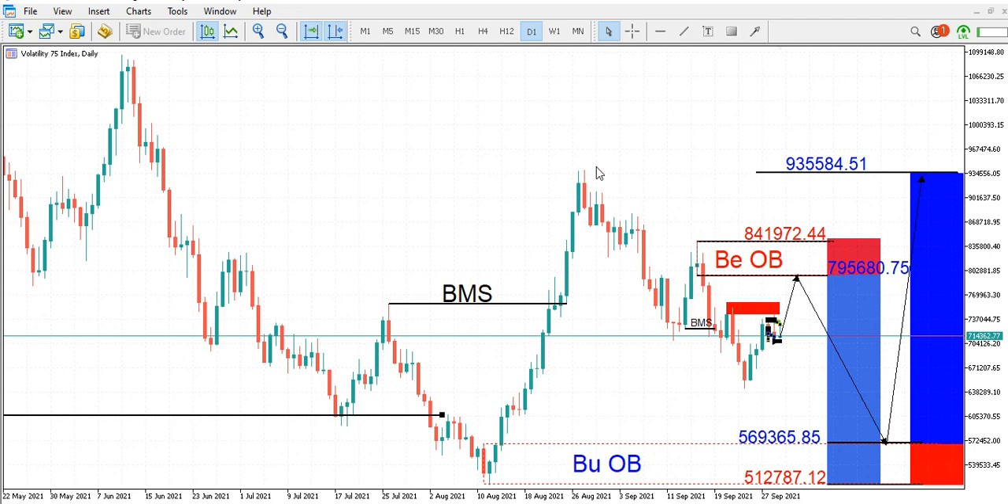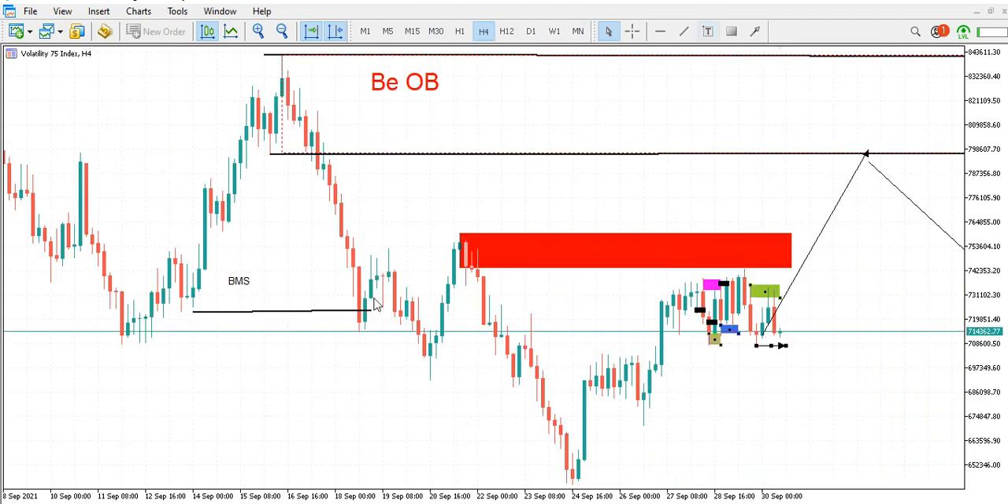Okay, so this is on the daily time frame. Now let's go down to H4. All right, on H4 we didn't change anything. As you can see here, this is the break of market structure on the daily time frame. So now these candles are expanded because we are on a smaller time frame.